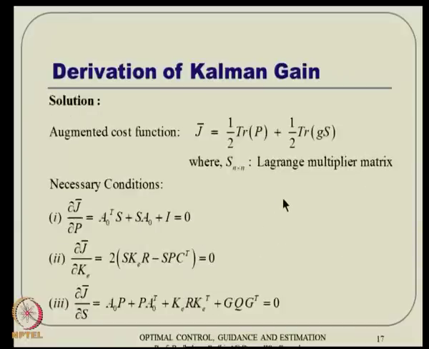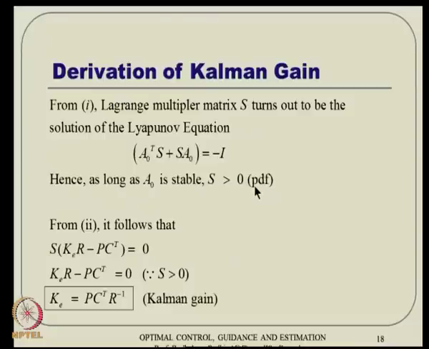All right. So then the solution turns out to be something like that. You formulate an augmented cost function and then take all these partial derivatives with respect to P, Ke, as well as this Lagrange multiplier matrix S. So all these three constraint equations need to be satisfied together, and if you solve it one by one, it turns out that Ke is nothing but P C transpose R inverse. So you got an expression for Ke.